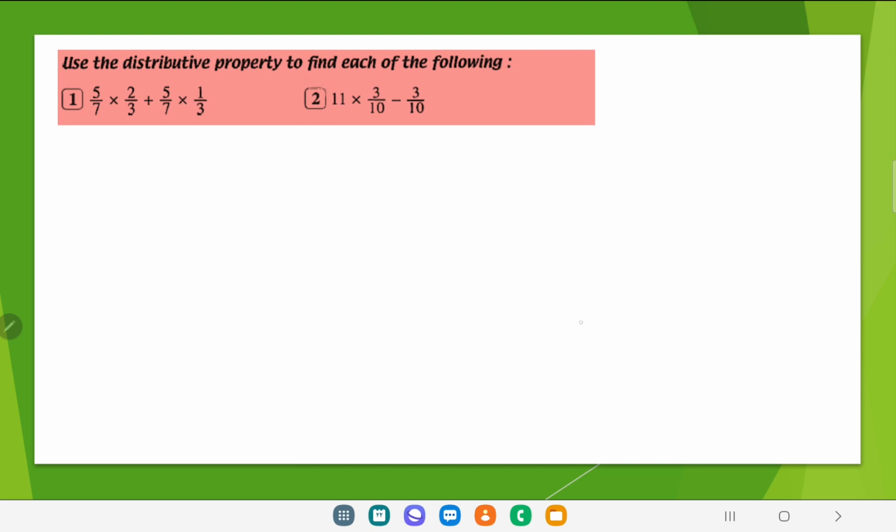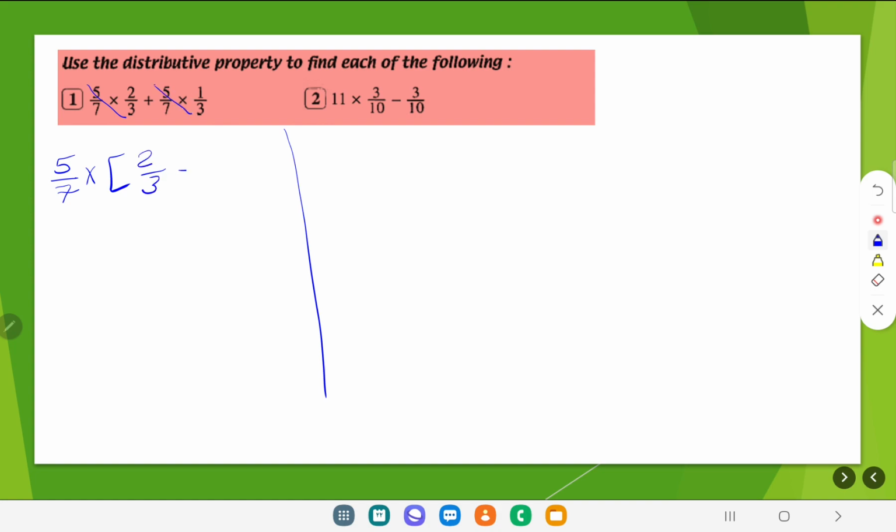Use the distributive property to find each of the following. Okay? Here, the first one, 5 over 7 times 2 over 3 plus 5 over 7 times 1 over 3. I can see that 5 over 7 times is in both, so I will take 5 over 7 times. What is left? It is still 2 over 3 plus 1 over 3. So it is 5 over 7 times 2 over 3 plus 1 over 3 equals 3 over 3. 3 over 3 is 1, so 5 over 7 times 1 equal 5 over 7.